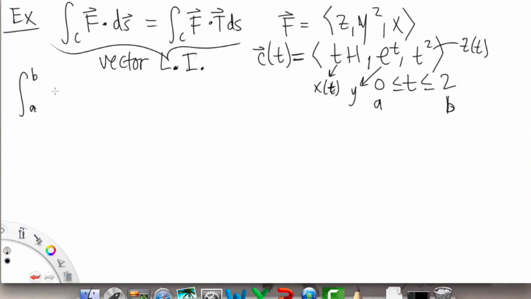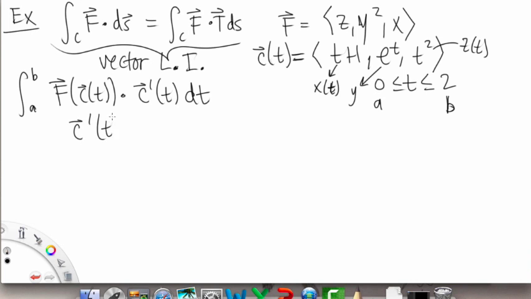So this is our goal. We want the integral from A to B of our vector field f of c of t dotted with the first derivative of c of t, times dt. First of all, I want to start with c prime of t. So let's find that. We're just going to differentiate each of our components separately with respect to t.